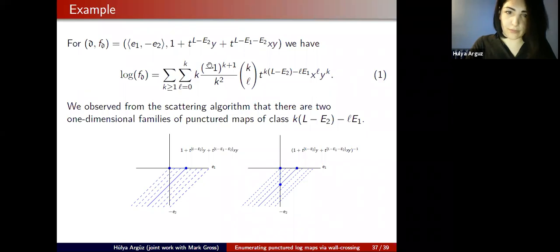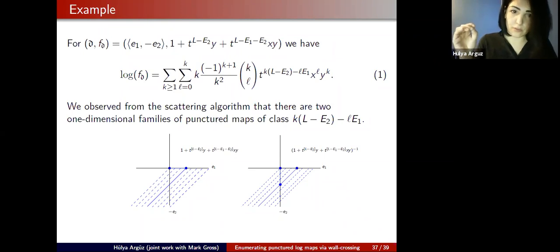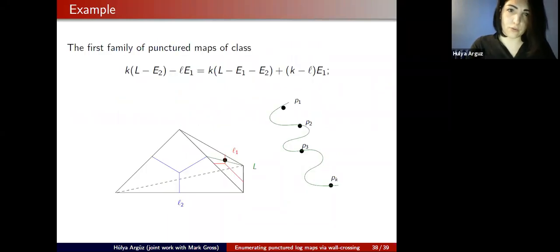This coefficient is exactly the number of punctured log maps which have just one punctured point with the boundary and whose tropicalization traces out this wall. So its tropicalization is a one-dimensional family, and it traces out this wall. So what are these punctured log maps? My last two slides.